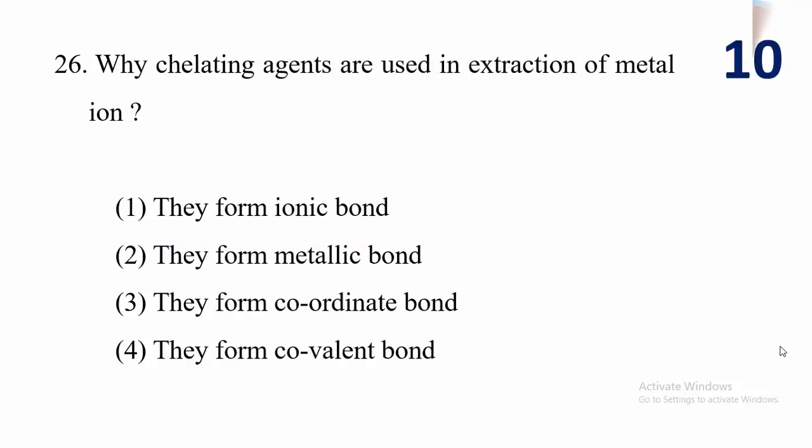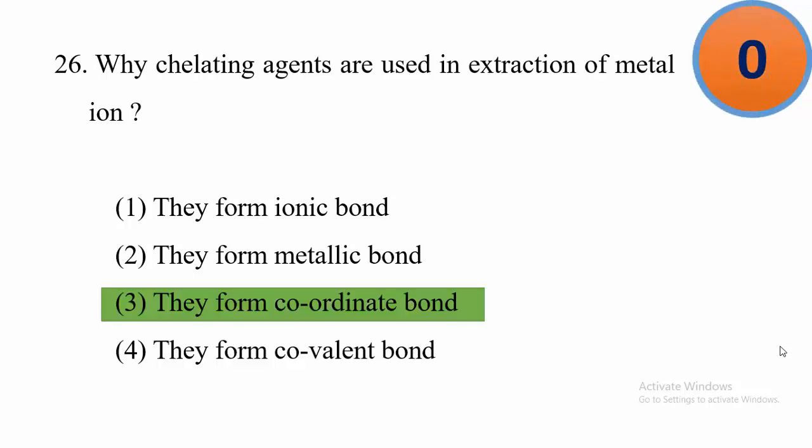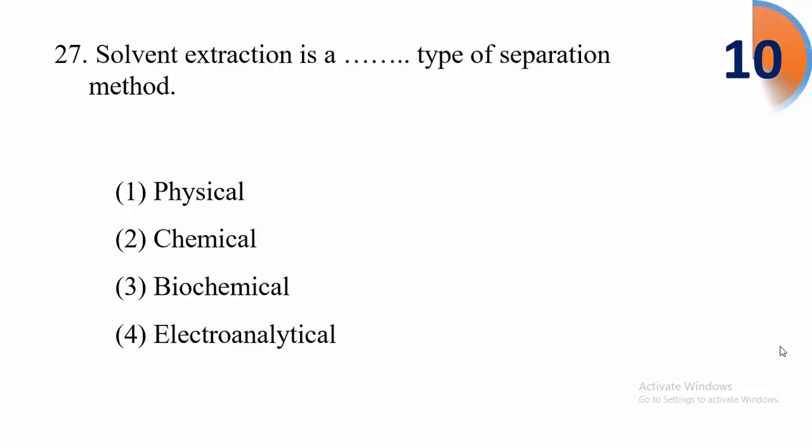Next question, why are chelating agents used in extraction of metal ions? They form ionic bond, metallic bond, coordinate bond, or covalent bond. The correct option is they form coordinate bond, because when a metal is chelated with a chelating agent, they form coordinate bonds and look like an organic molecule, and therefore they can be easily extracted into the organic solvent. Because of the formation of coordinate bonds, chelating agents are used for the extraction of metal ions.